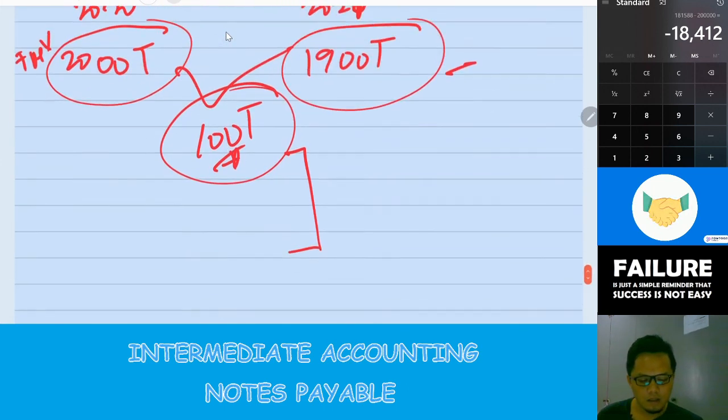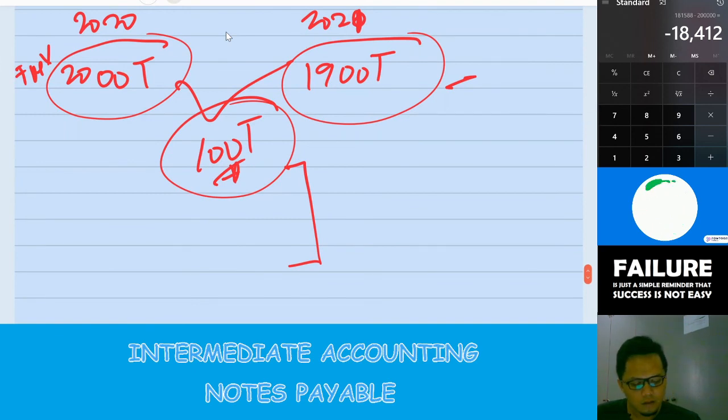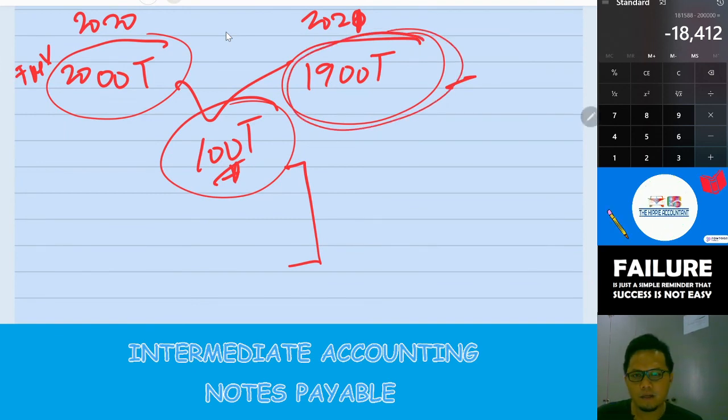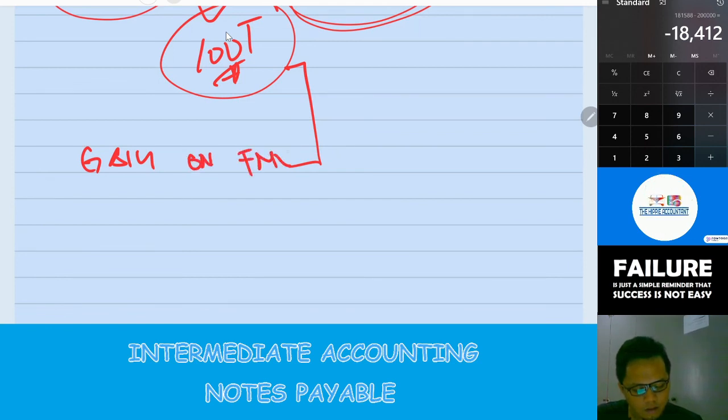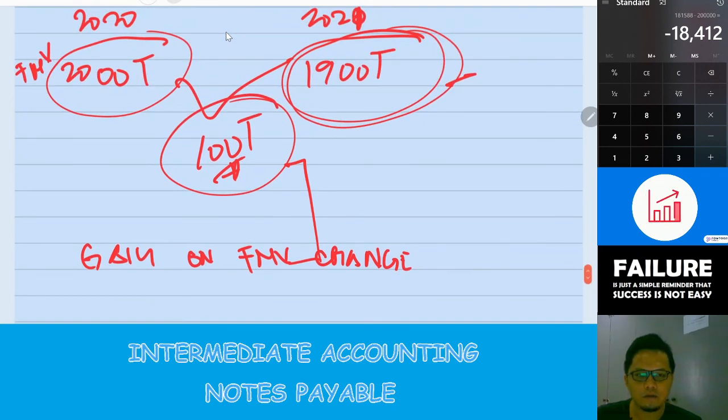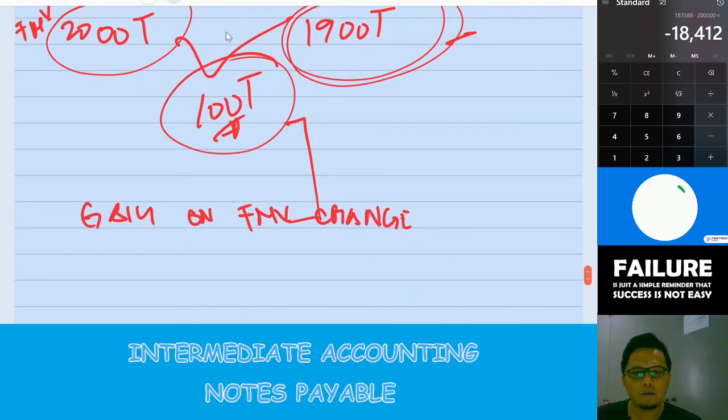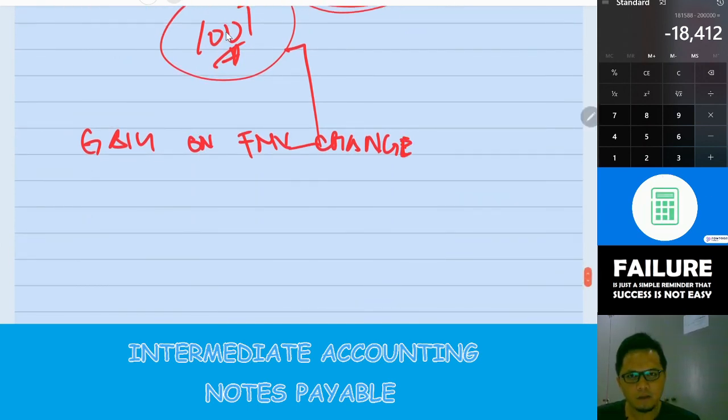Now, this 100,000, basically, ang nangyari dito, okay, because bumaba yung fair market value niya, this is a gain. Okay? Gain on fair market value change. Pag tumaas yan siya, obviously, that is a loss. Diba? Kasi ang concept is, pag bumaba yung utang natin, obviously, liliit yung babayaran. Yun yung concept. Diba? Gain on our part. Pero pag tumaas yan, loss on our part. So, in this particular example, this is a gain on fair market value change.